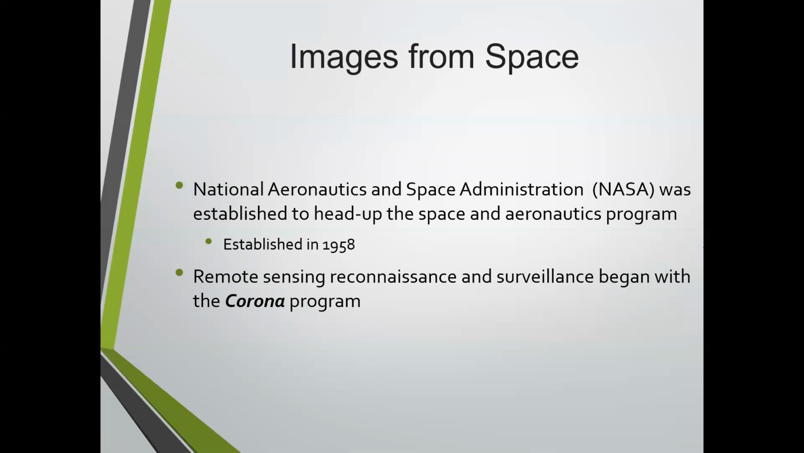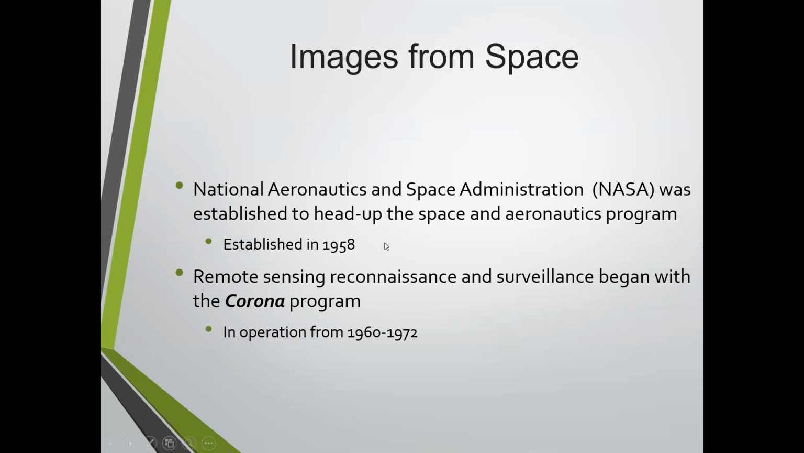So remote sensing, reconnaissance, and surveillance began in the U.S. with a program called the Corona program. Again, remember, this was Cold War, and of course a lot of that was probably with Russia and the USSR at that time. I'm sure they were doing the same thing with us, and still are. This program was in operation from 1960 to 1972.